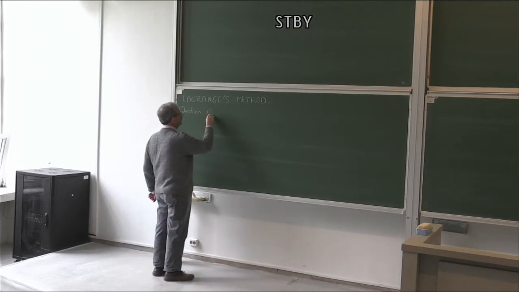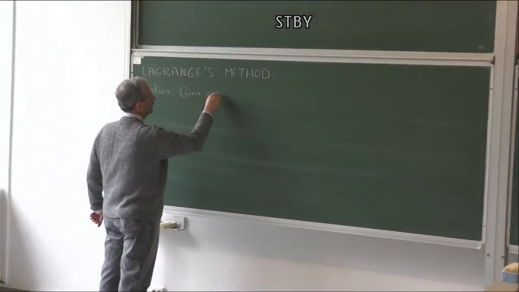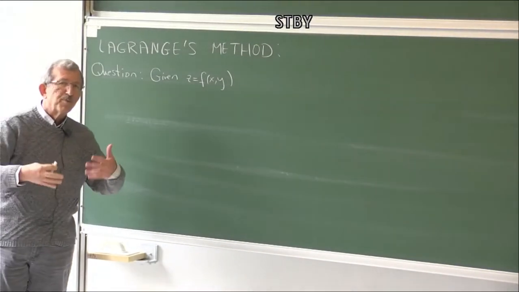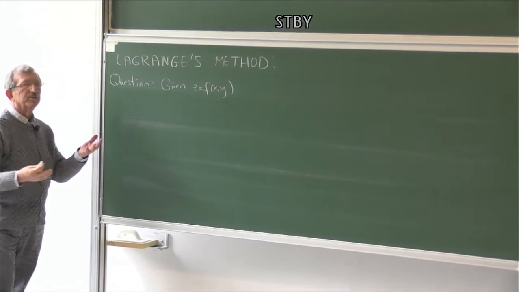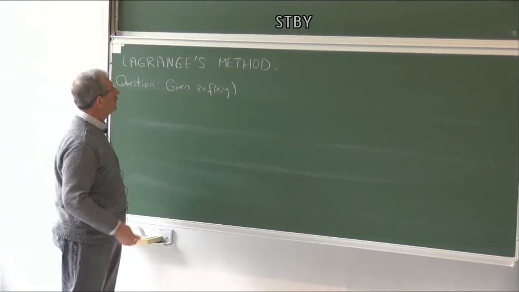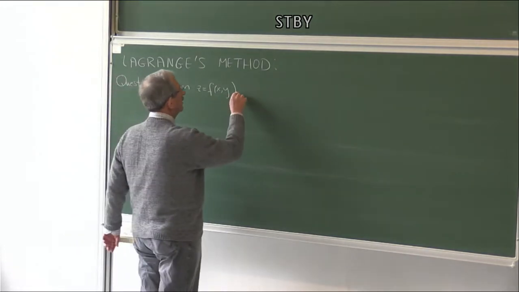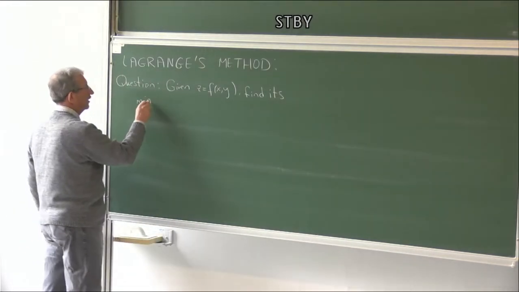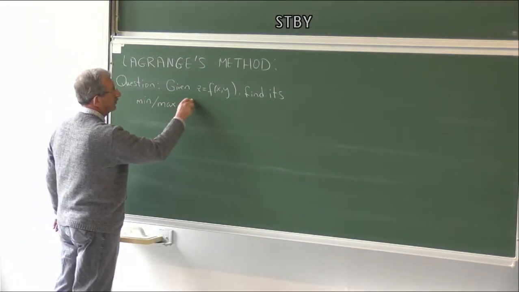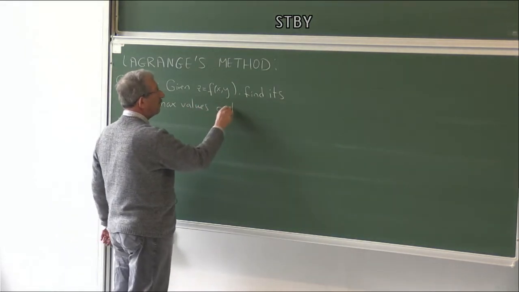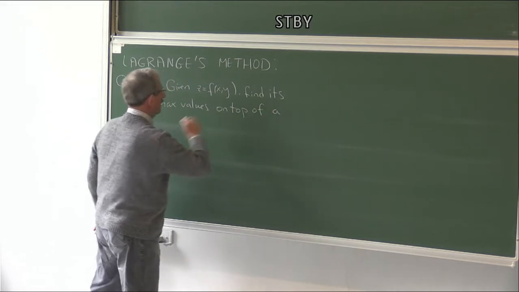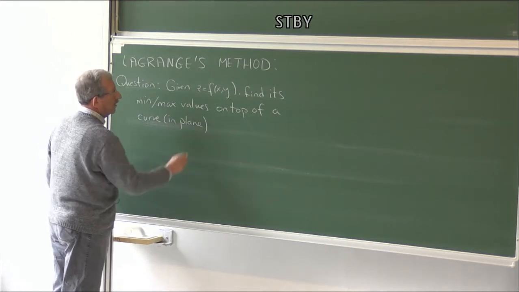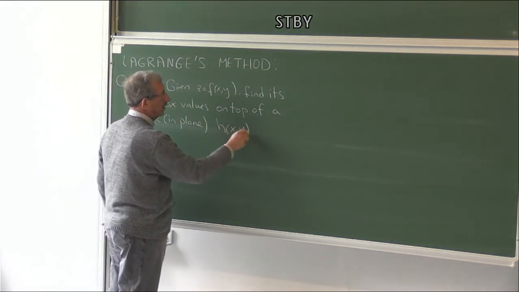Okay, given a function, I will not here worry about the nice properties of the function required, namely it should be differentiable and so on, but for the time being, okay, just given a function, find its minimum and maximum values, okay, on top of a curve in plane, okay, h of x y equal to 0.